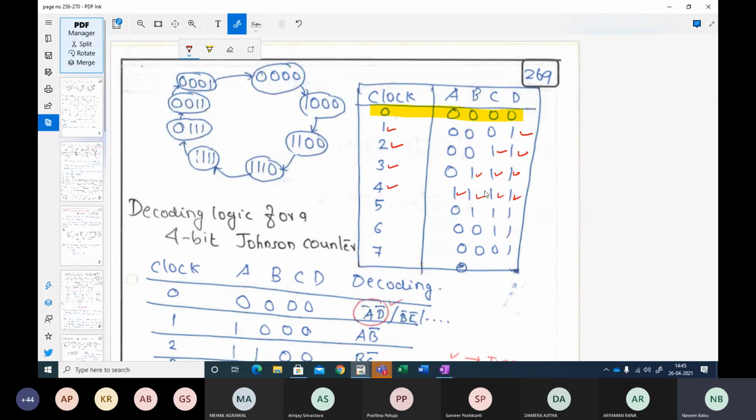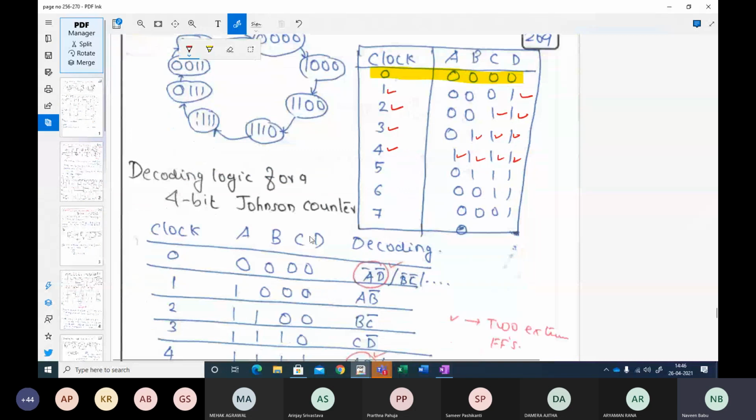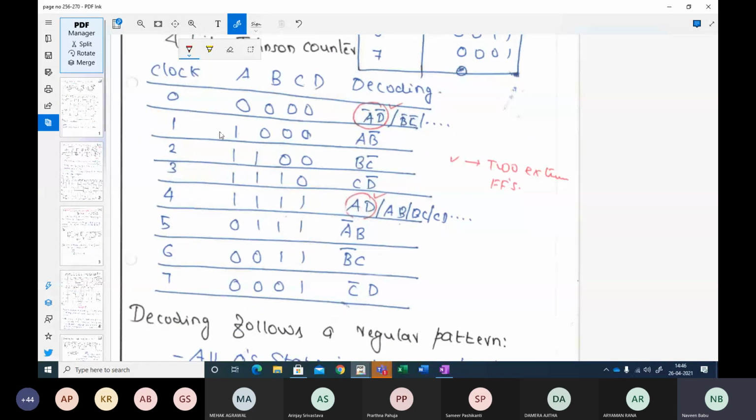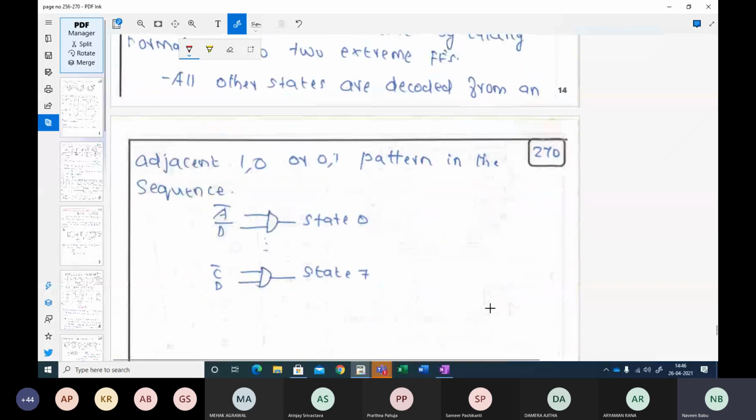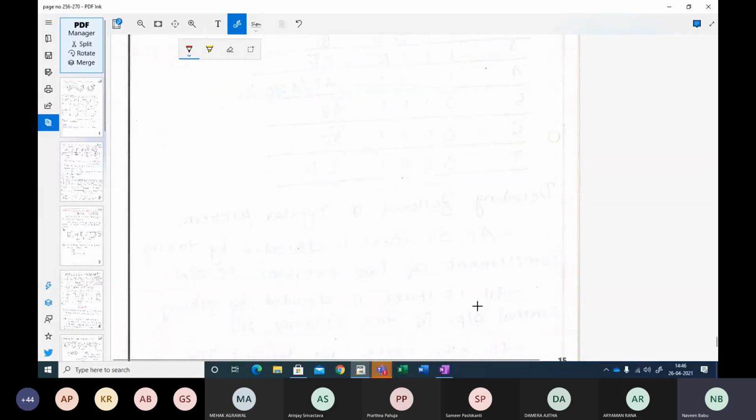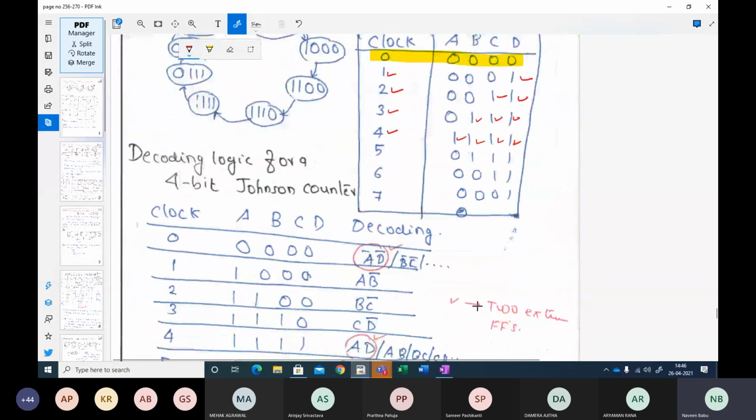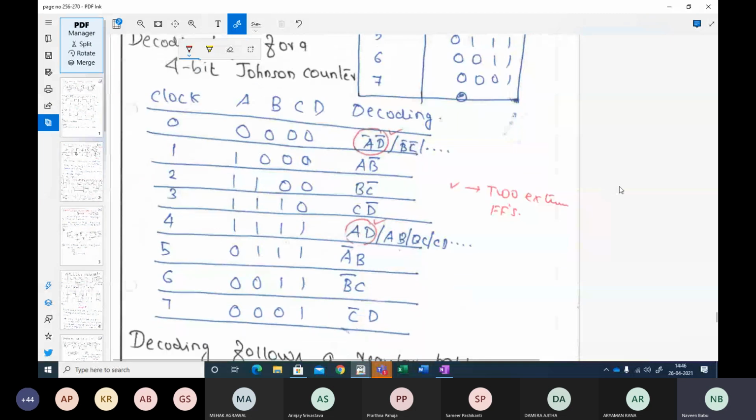So what is the decoding logic here? It is slightly difficult. So I think we will continue in the next class. Still, let me see if I can touch upon this. Okay, we will complete it. Now, what is the decoding logic?